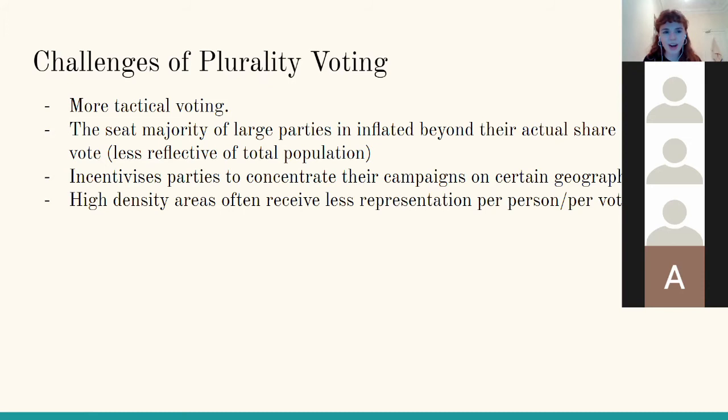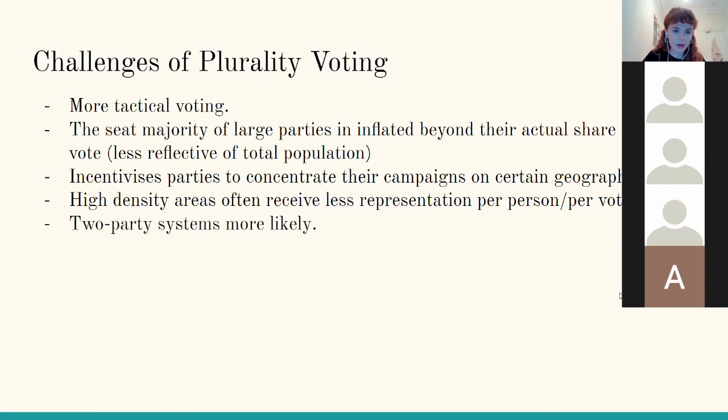Next, you have high density areas often receiving less representation per person per vote. This is kind of a quirk of a lot of constituencies being drawn based on land. So often this means that cities that have grown larger in recent times and rural regions which have stagnated in population or just grown very slightly, it means that things tend to be skewed towards rural people having more of a say.